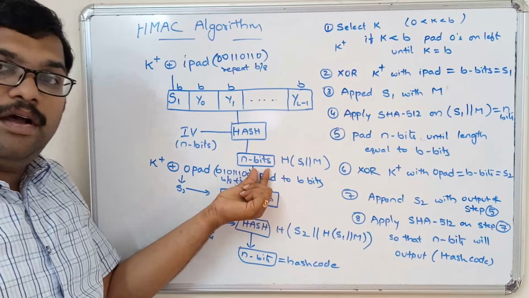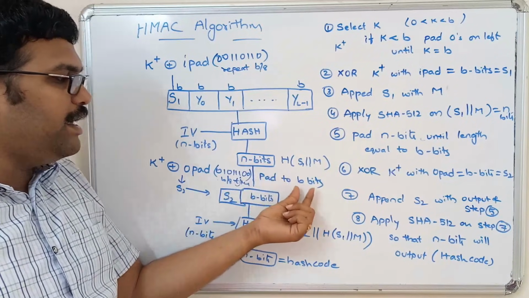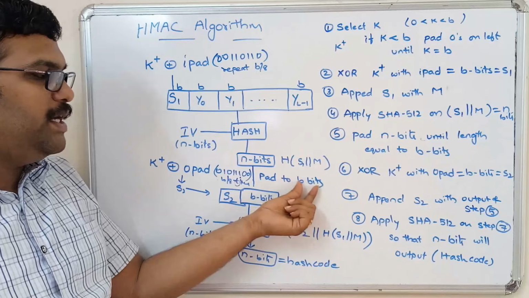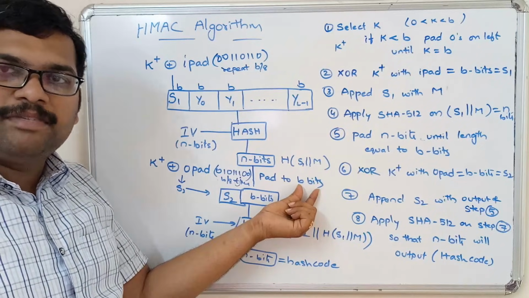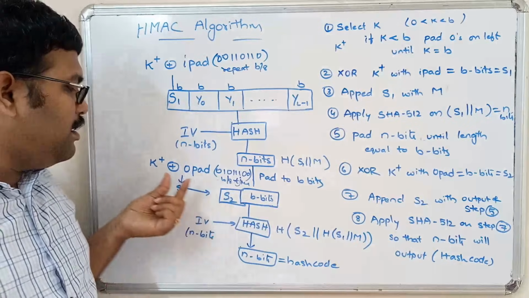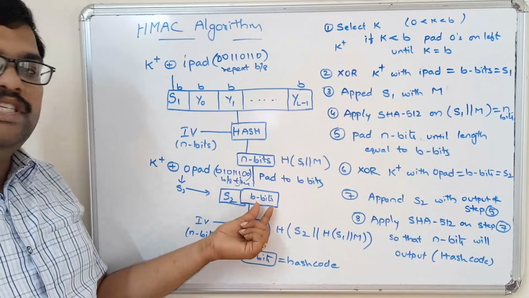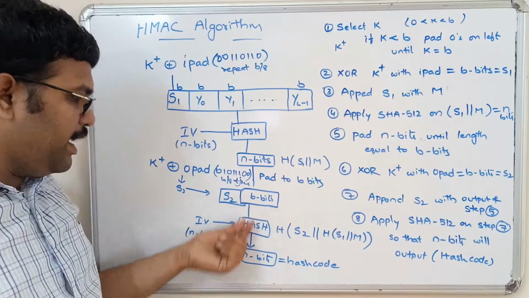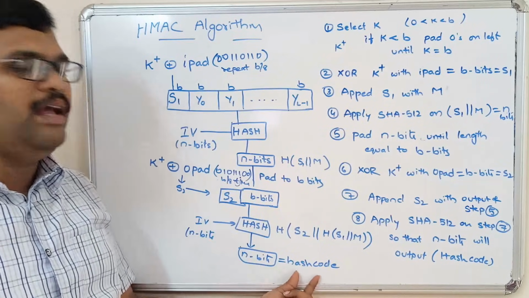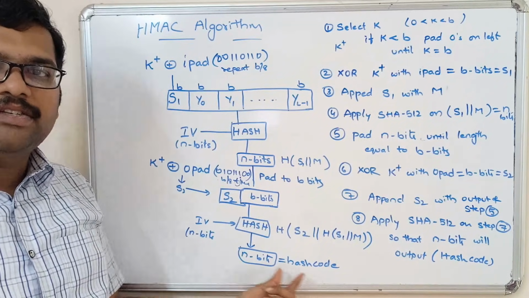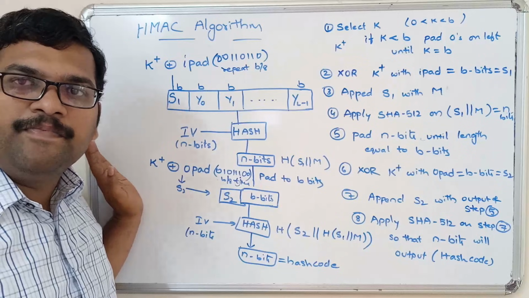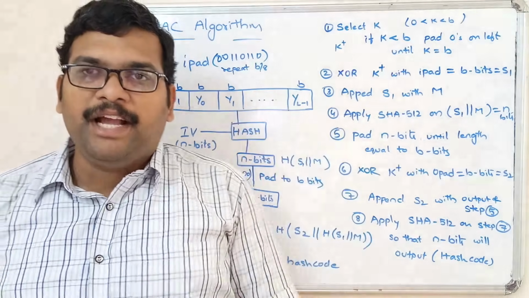So the S1 will be appended to the plain text block and hash applied. So n bits will be the output, and for this n bits again pad some more bits until the length becomes b bits, and again apply the k plus and OPAD so that we will get S2 which is appended to the b bits, and again apply the hash function so that we will get the hash code. So this is called the HMAC algorithm. So hope you understood this HMAC algorithm.